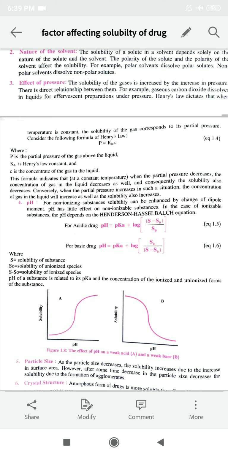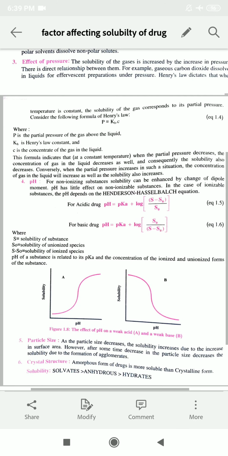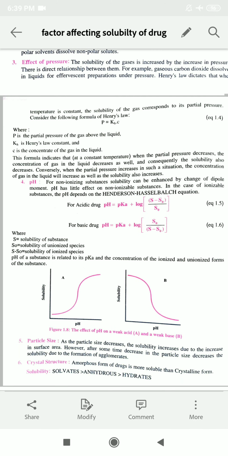Next, pH is one of the factors which affect the solubility. The solubility of an ionizable substance can be enhanced by changing the pH. Drugs can be ionic or non-ionic, and due to that the pH affects them. In the case of ionizable substances, the pH dependence follows the Henderson-Hasselbalch equation. A drug is either acidic or basic in nature.